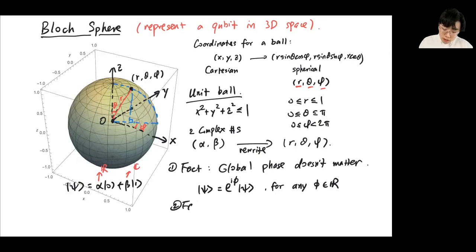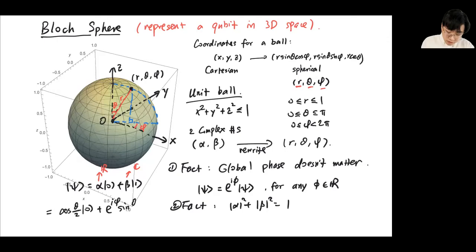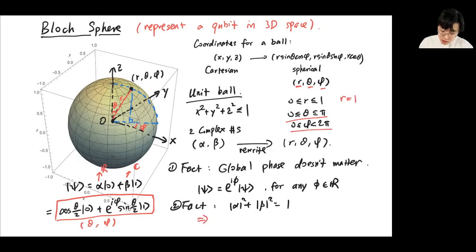The second fact we're going to utilize is that alpha squared plus beta squared is 1. As a result, we can rewrite the quantum state without losing any information using this formula. Now we can, in fact, represent a quantum state with two real numbers, theta and phi, where theta is in this range and phi is in this range. Now, if we set r equal to 1, this means psi is on the surface of the unit ball.